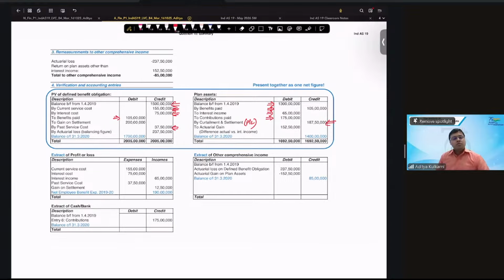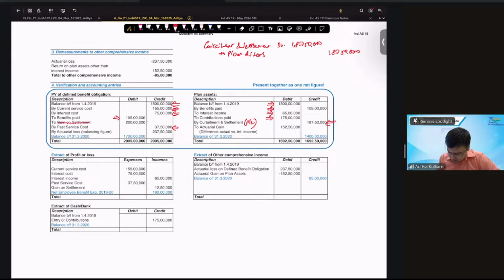Again, the payout is happening from plan assets. So 1 crore 87 lakh 50, your plan assets will drop. So the entry will be curtailment. I reduced the number of employees and I'm settling them. 1 crore 87 lakh 50,000 to plan assets. And by virtue of this payout, what is happening?